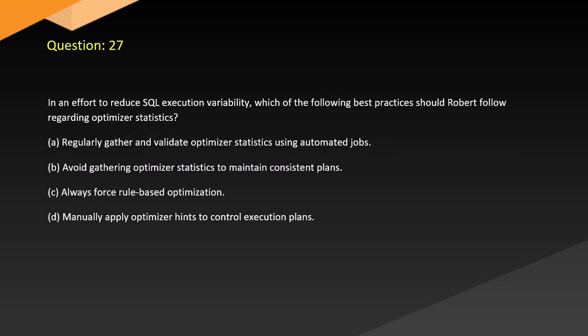Question 27. In an effort to reduce SQL execution variability, which of the following best practices should Robert follow regarding optimizer statistics? A. Regularly gather and validate optimizer statistics using automated jobs. B. Avoid gathering optimizer statistics to maintain consistent plans. C. Always force rule-based optimization. D. Manually apply optimizer hints to control execution plans.